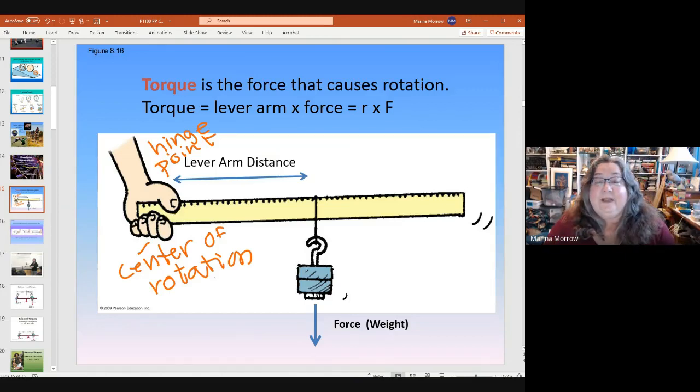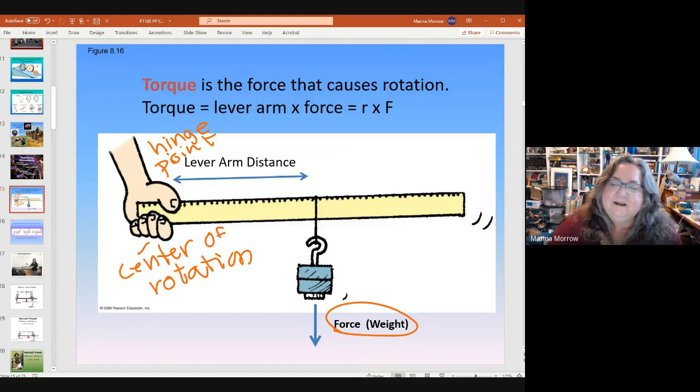And to make a door open, you don't push on the hinge, right? Instead, you push on the handle, which is located far away from the hinge. And that's to give you the greatest lever arm distance. So you push with a force, okay? In this case, the force is the weight. And so this ruler will start to rotate.